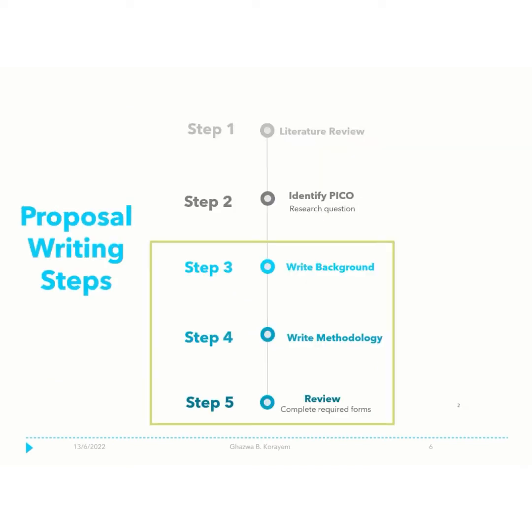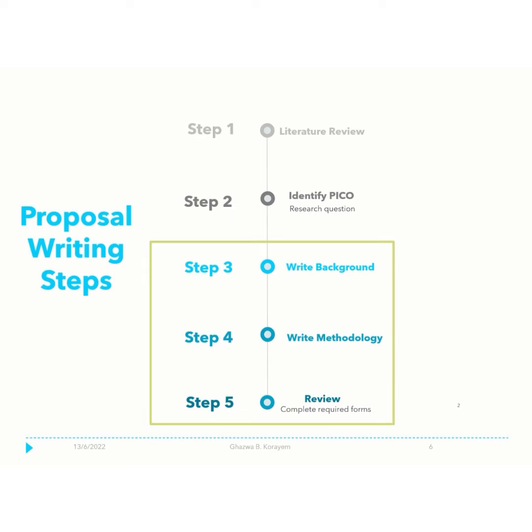So when we want to start writing a proposal, as I mentioned, it always starts with a literature review. After you do the literature review, you have to identify the PICO question, which includes the research question. After that, we will write the background, which will mostly depend on the literature review that you did, and you will identify the rationale in there that helped or guided you to reach the objective of this study. And then you will write the methodology in detail, and we will see in the following slides the elements of the methodology that are needed in a proposal.